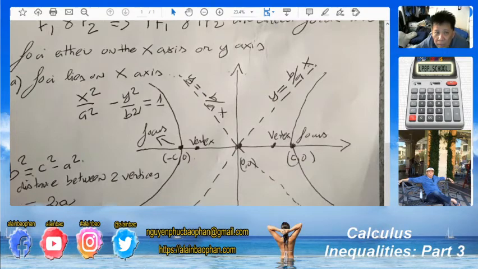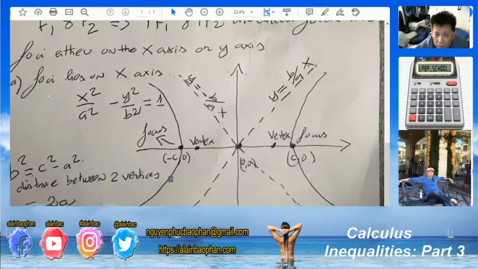The graph keeps going but never touches the asymptote. There is also another branch on the right hand side, and it just keeps going. So now we have studied the case where the foci lie on the x-axis. Then the graph opens horizontally, so we have the graph this way.